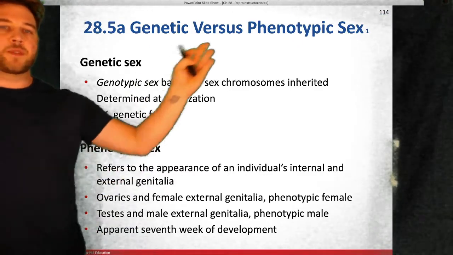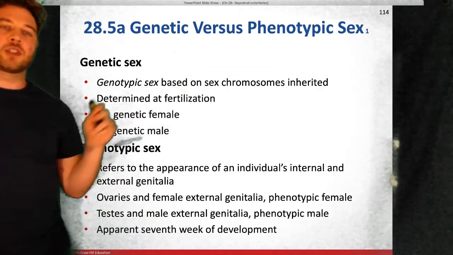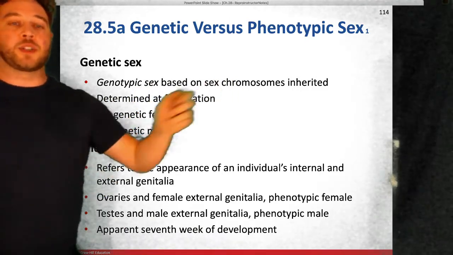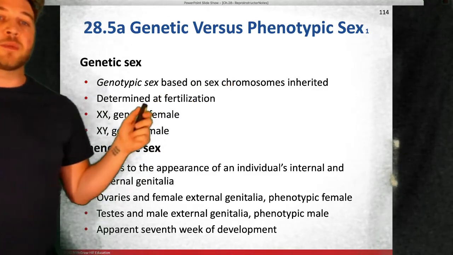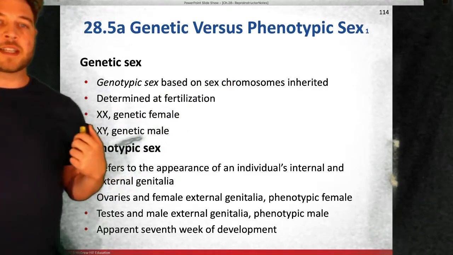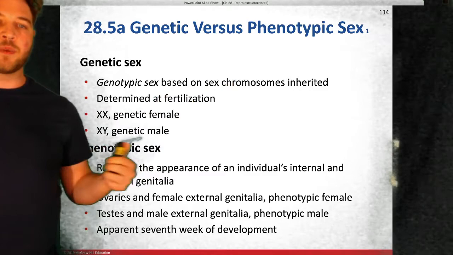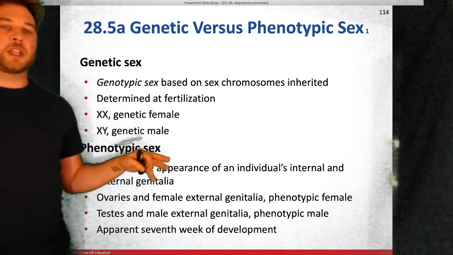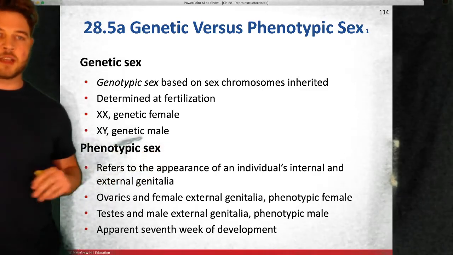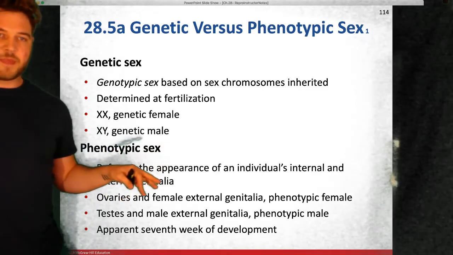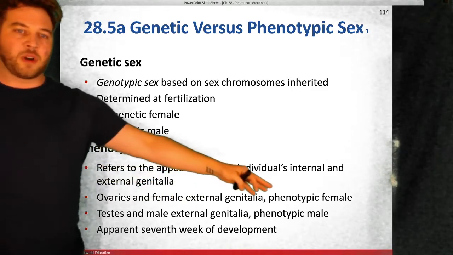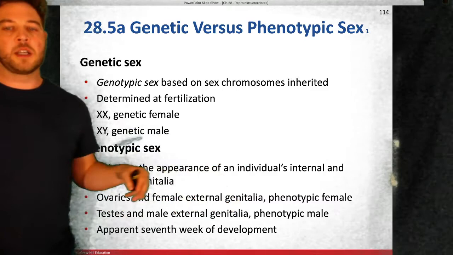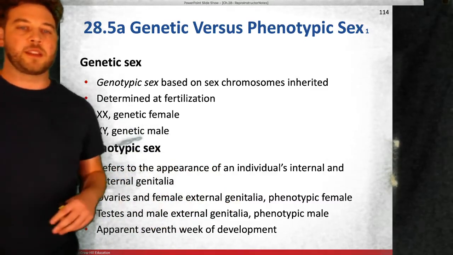Okay, genetic sex versus phenotypic sex. Genetic sex is based off of your genotype. So it's your sex chromosomes that are inherited, determined at fertilization. You can have an XX, which is a genetic female, or an XY, which is a genetic male. The phenotypic sex refers to the appearance of an individual's internal and external genitalia. So with ovaries and female external genitalia, you are phenotypically female. With testes and male external genitalia, you are phenotypically male. This is usually apparent by the seventh week of development.